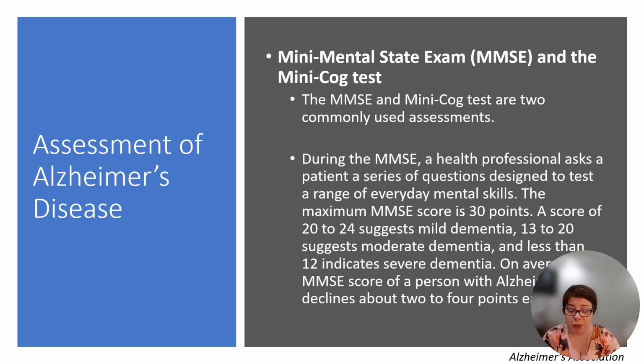A score of 20 to 24 suggests mild dementia, 13 to 20 suggests moderate dementia, and less than 12 indicates severe dementia. The average MMSE score of a person with Alzheimer's declines 2 to 4 points every 6 months to a year.